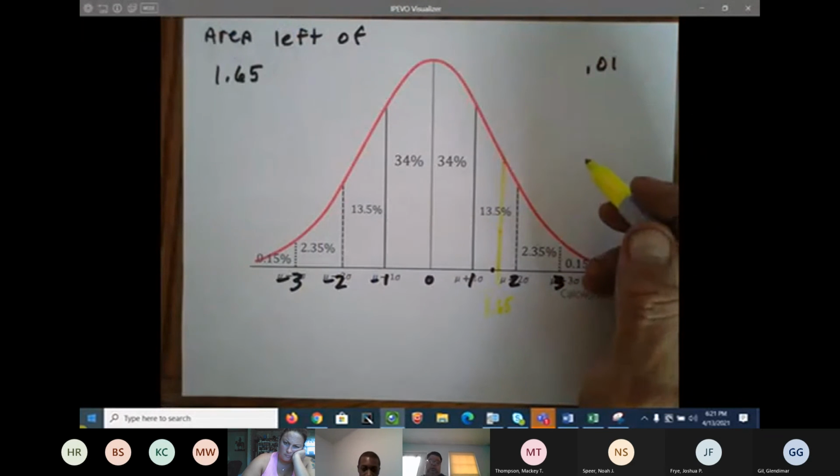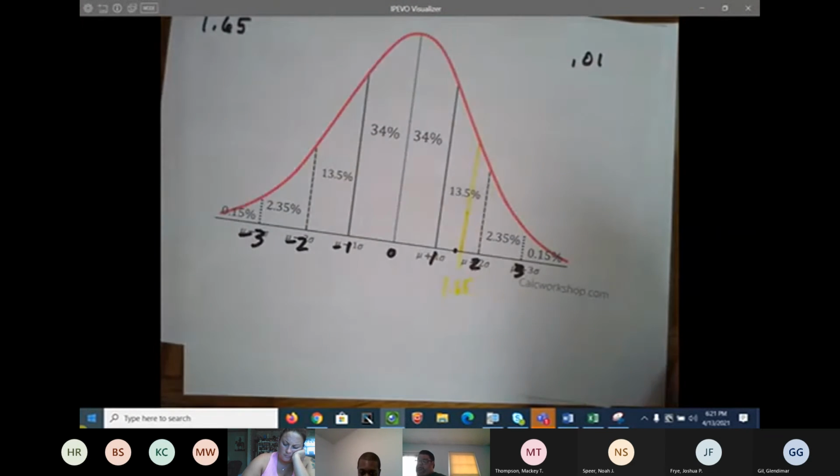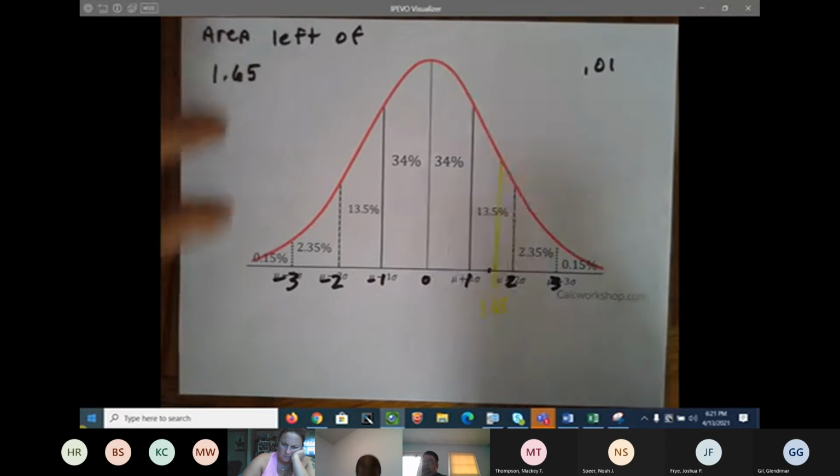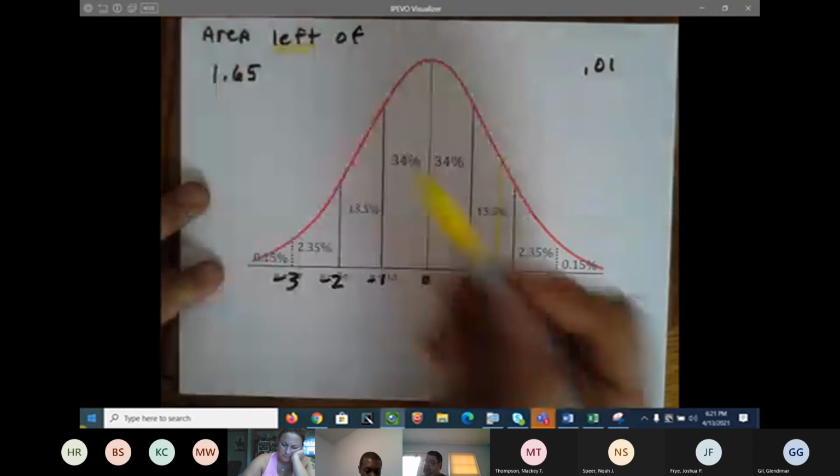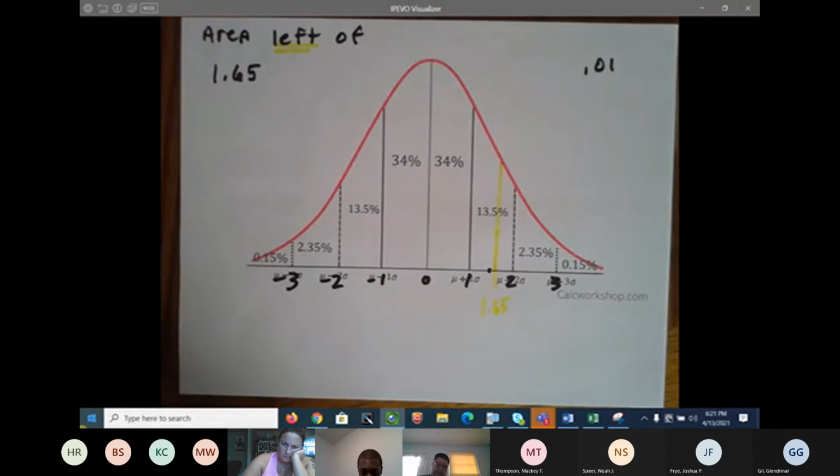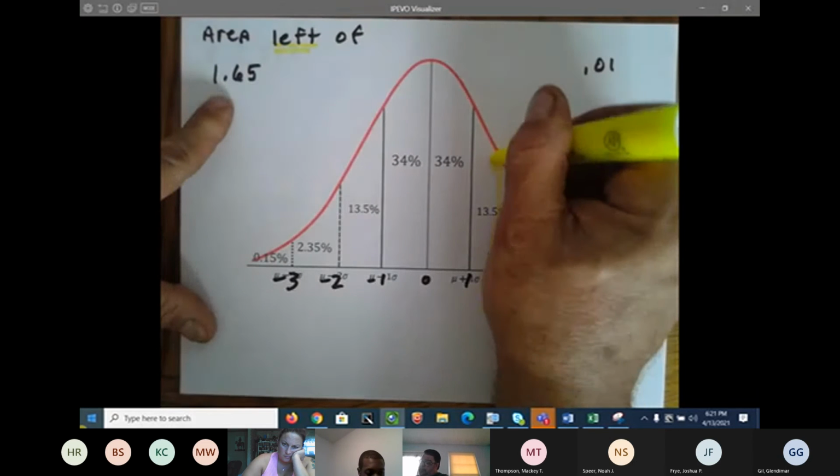Now, the question says area to the what of? Area to the left of. So that means I'm going to take my big highlighter and I'm going to highlight all the area to the left.